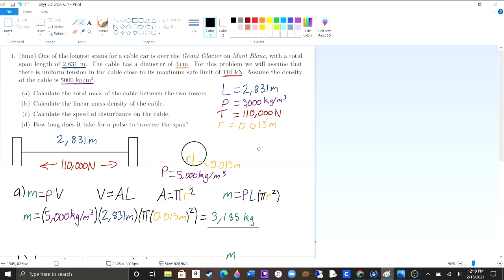This problem mostly just deals with waves, and yeah, that is really all there is to it. So that is how you do problem number 1, and thank you.